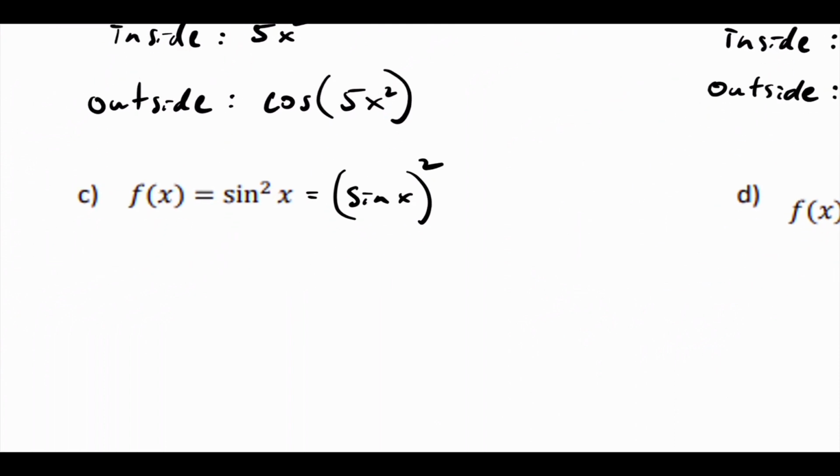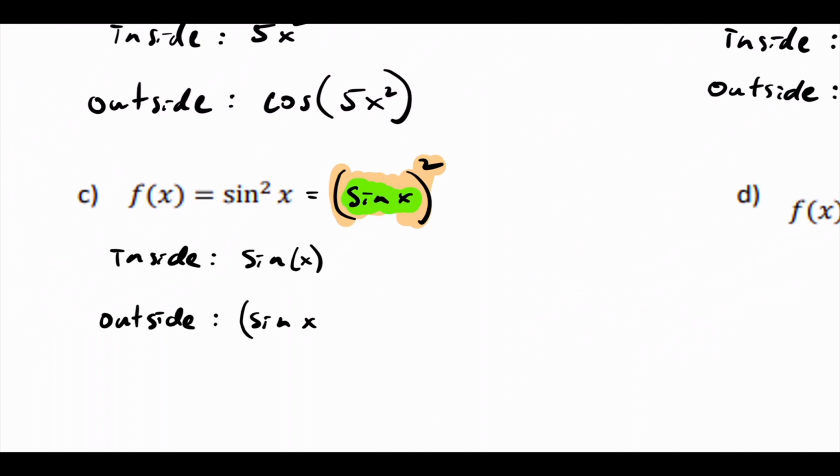Okay? So now that I rewrote it like that, what is the inside function going to be? Inside the parentheses, sine x. So the inside is sine of x. The outside is always the whole thing. The outside layer, I should say. Okay.